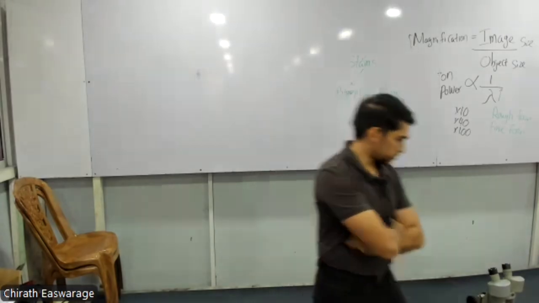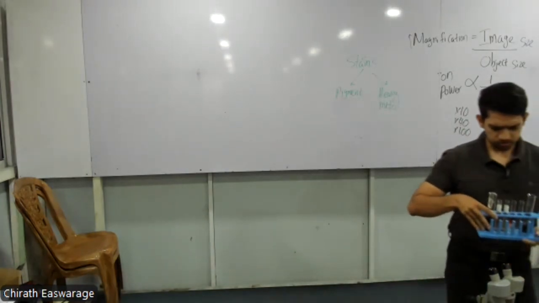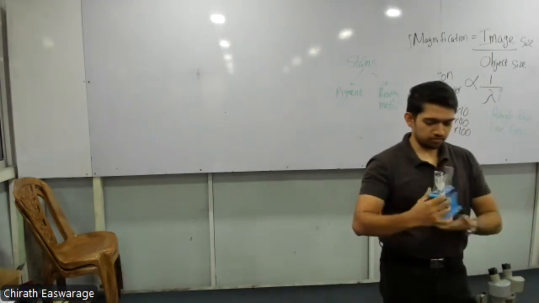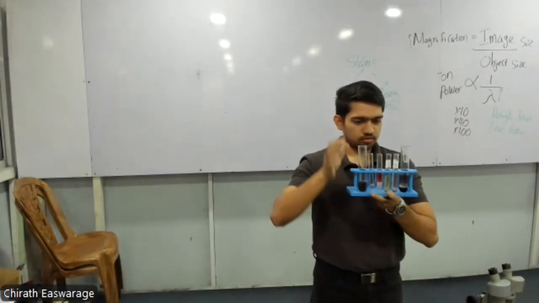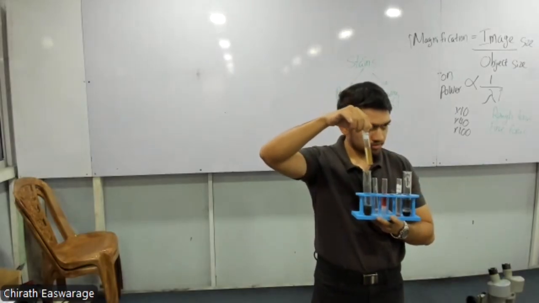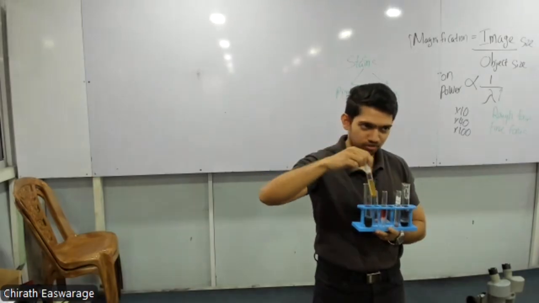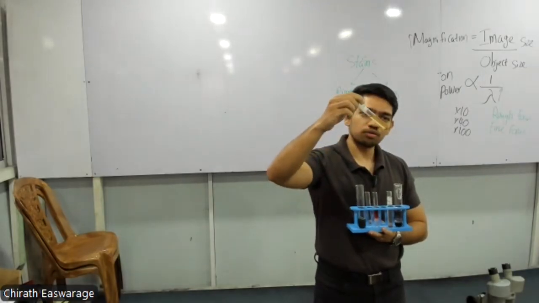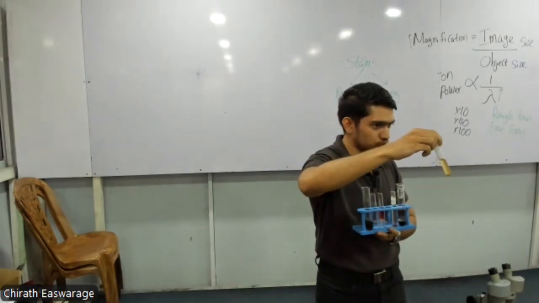So finally, what did we do today? What was the first experiment that we did? Online people also pay attention. First, we tested glucose, right? Which is a reducing sugar. Now you can finally see it has precipitated, right? Which is Cu2O.